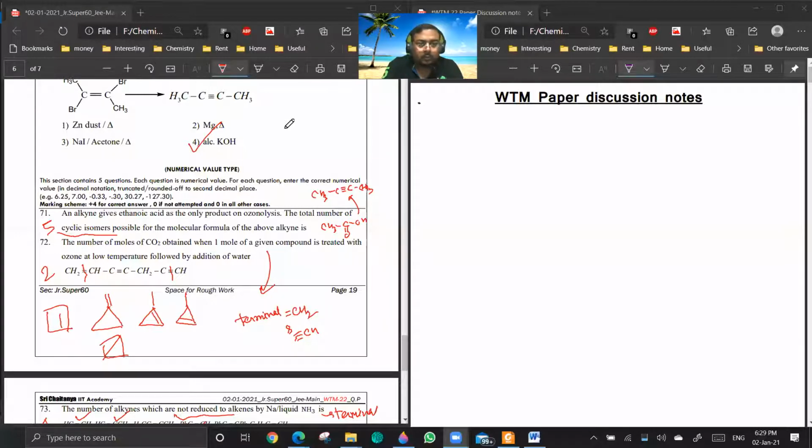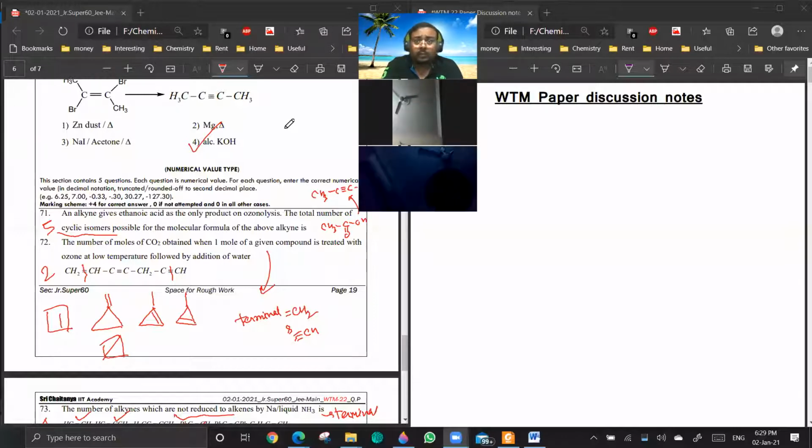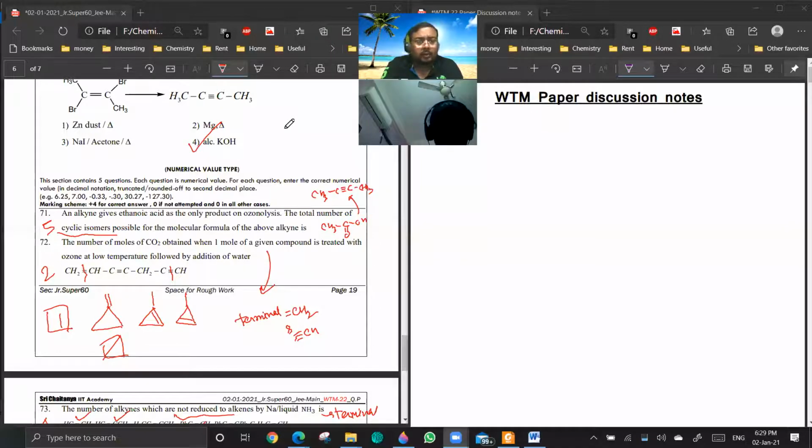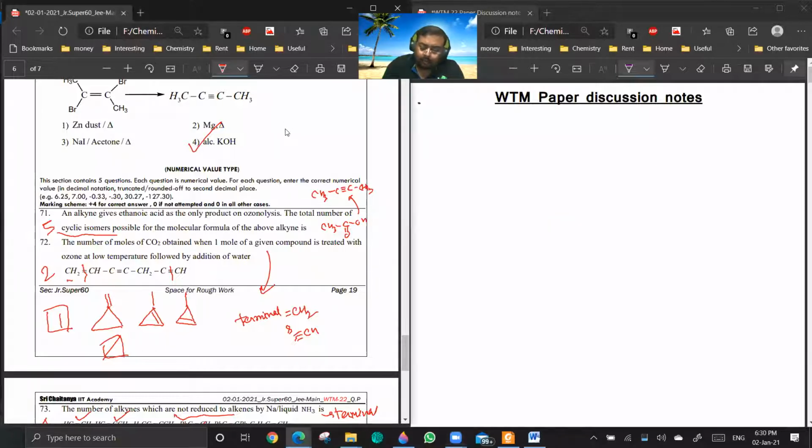72, sir. 72. Yeah. See, ozonolysis, if you're not doing reductive ozonolysis, this means that it will give COOH. Are you getting the point? Yes or no? It means it will be oxidized to carboxylic acid. So here, the terminal alkene and the terminal alkyne will be giving CO2. Are you getting the point? Yes or no? Yes, sir. So the answer is 2.